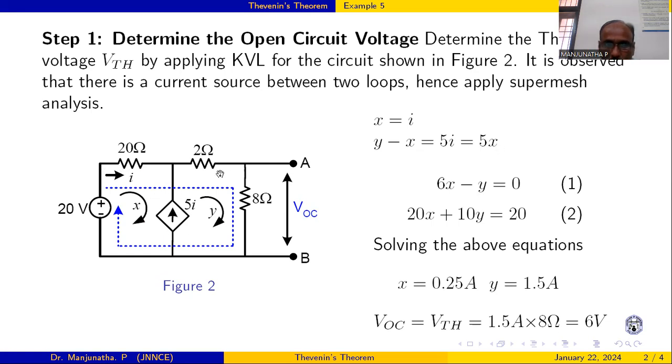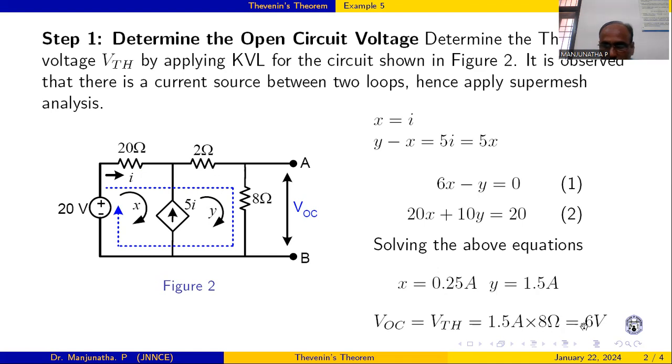Now, this is the super mesh here, covering the 20 ohm, 2 ohm and 8 ohm, and it comes to this 20 volt source. For this, I will apply KVL here: 20x plus (2 plus 8) 10y is equal to 20 volts. And solving these two simultaneous equations, x is equal to 0.25 and y is equal to 1.5. And once we determine y, the drop across this 8 is the voltage across this.